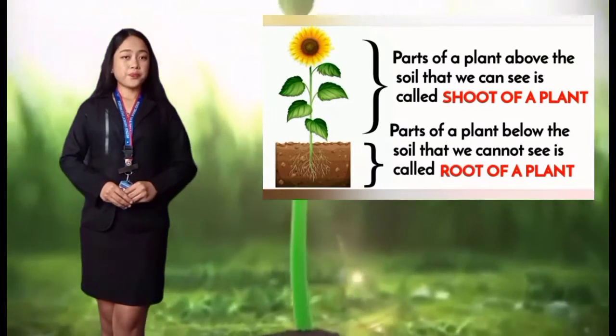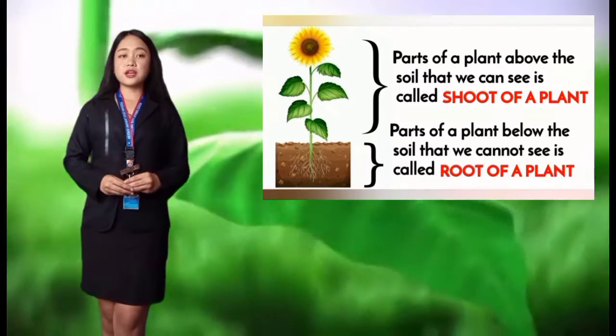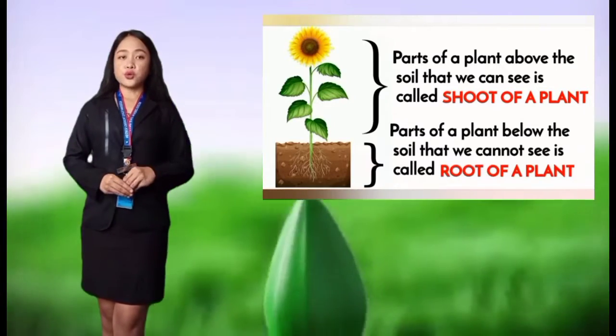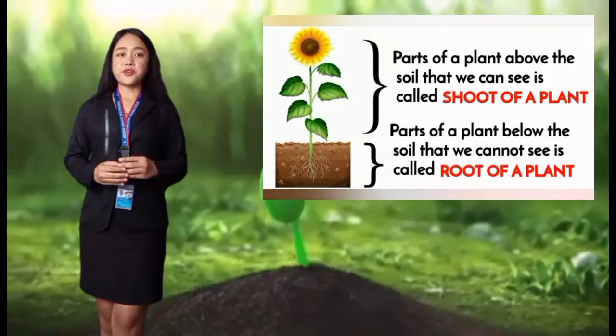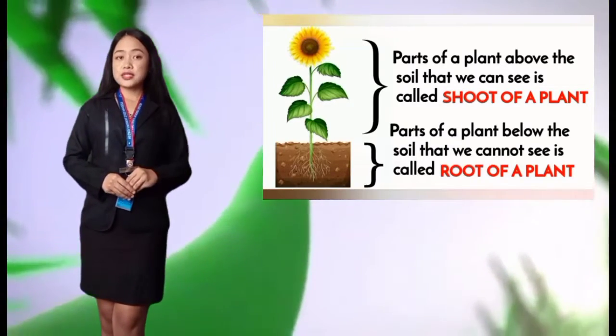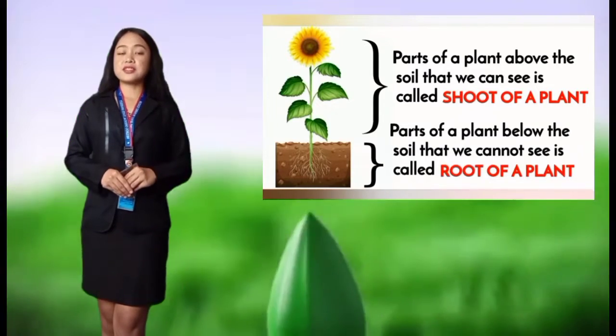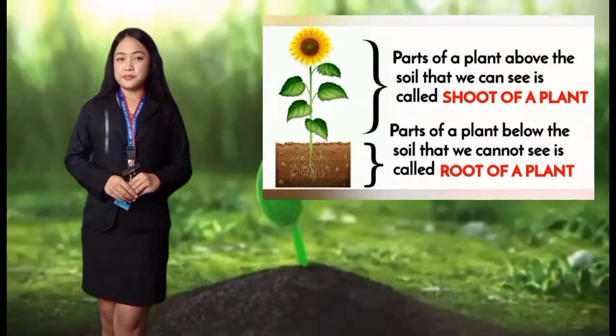Now, a root system consists of primary and secondary roots. Each root is made of dermal, ground, and vascular tissues. Roots grow in length and width from primary and secondary meristem.